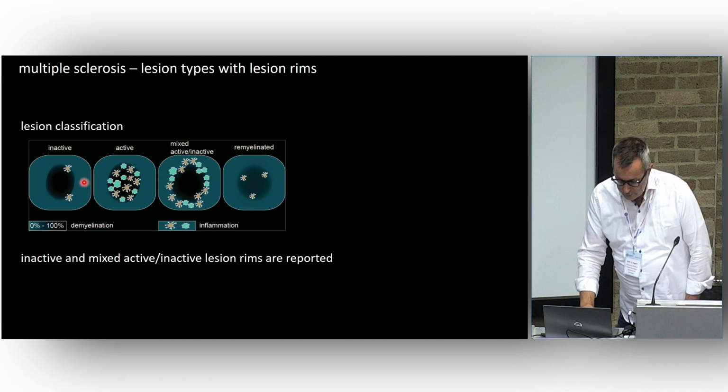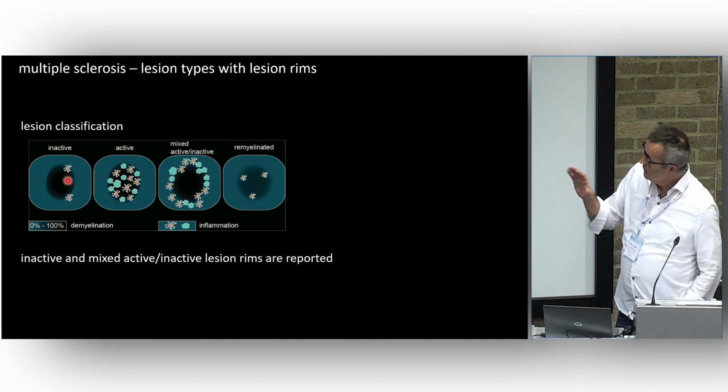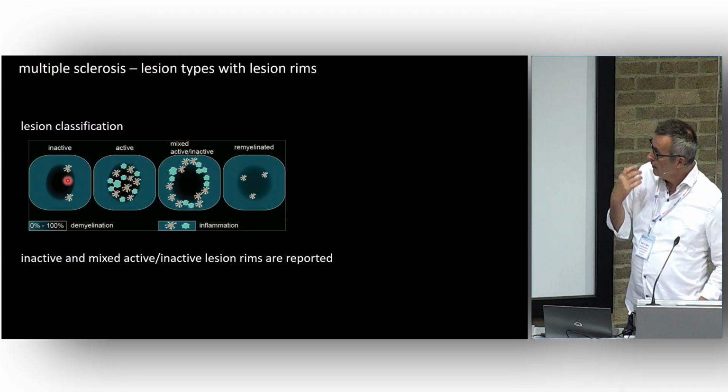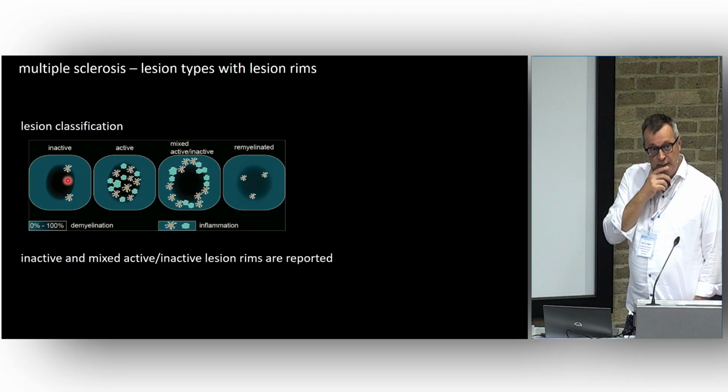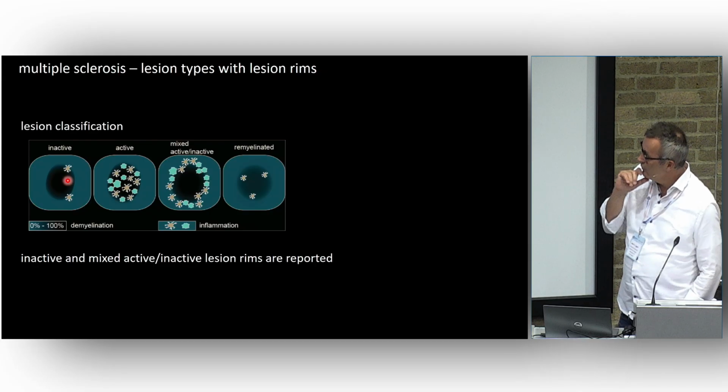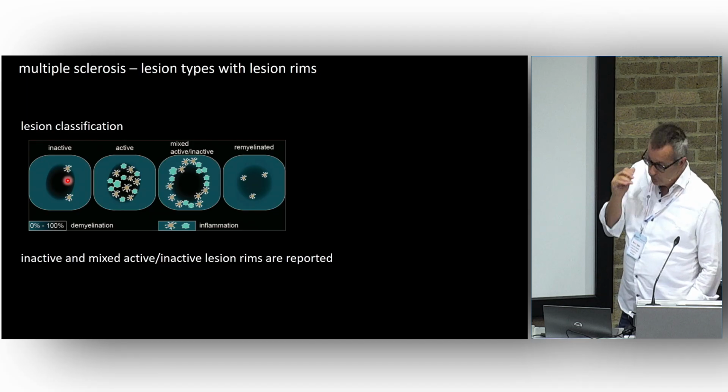And there's two other lesion types, inactive. In these lesions, you see a demyelinated core. There's very little immune activity. It seems that might be the end stage or the end result, but there's no repair taking place.